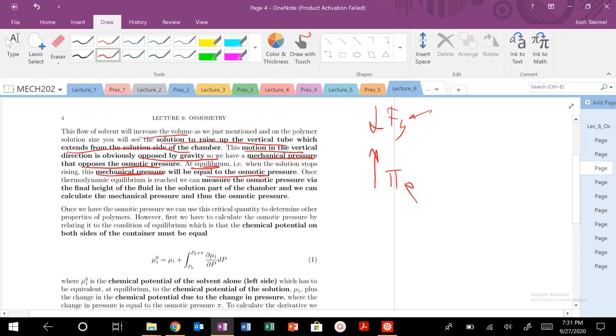Once we reach that thermodynamic equilibrium, once we stop moving, whatever that volume is, we can measure the osmotic pressure via the final height of the solution, and then we can calculate the mechanical pressure and thus our osmotic pressure. That is what we're going to utilize. We're going to utilize these principles of thermodynamics, this thermodynamic driving force, this mechanical pressure, this osmotic pressure, in order to determine a fundamental equation that's going to allow us to measure some properties and get some useful parameters. Specifically, we're trying to measure Mn and chi.